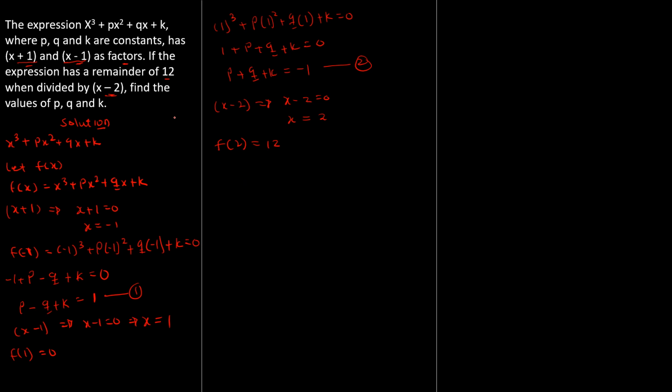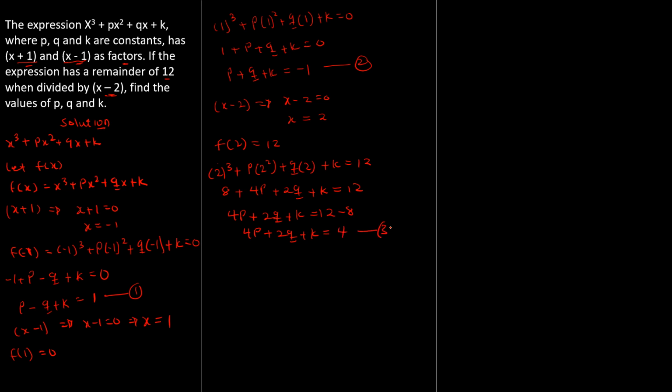So from here, wherever I see x, I can put 2 there. So from here, I have 2 cubed plus p times 2 squared plus q times 2, plus k is equal to 12. So from here, I have 8 plus 4p plus 2q plus k should give me 12. So 4p plus 2q plus k should give me 12 minus 8, which should be 4. This becomes my equation 3.